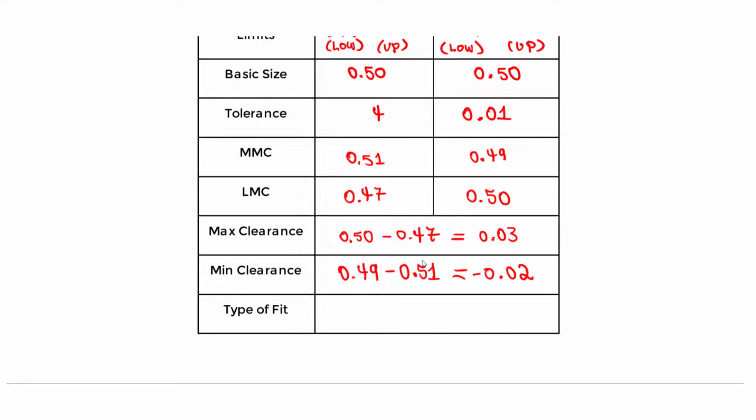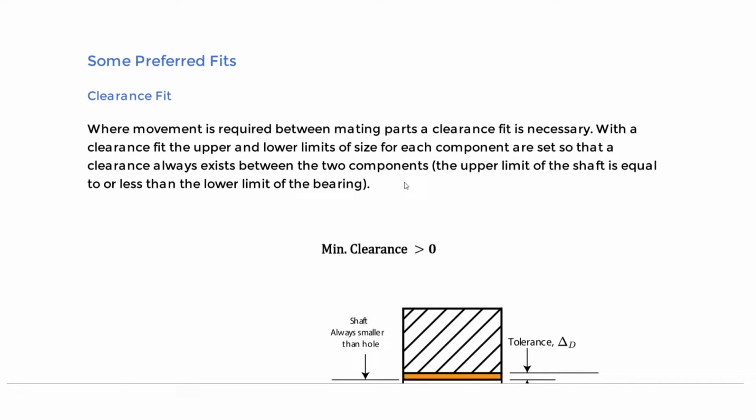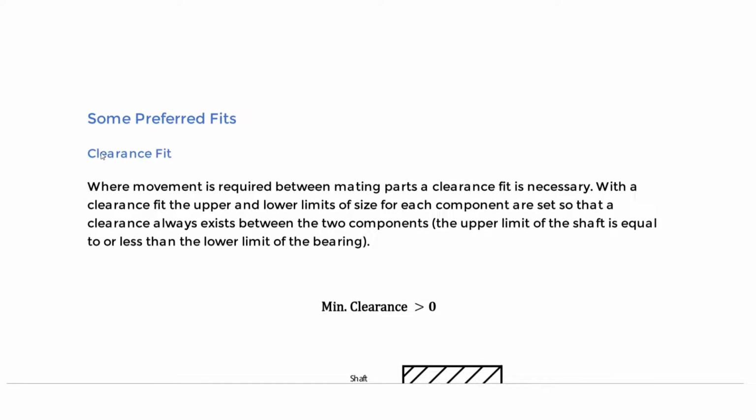So now for the very last one, the type of fit. The easiest way to find that is using the following conditions. We know you have three basic types, and they discuss three basic types in the FE handbook: clearance, transition, and interference, on page 440.